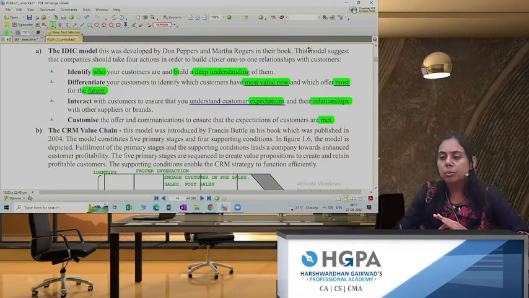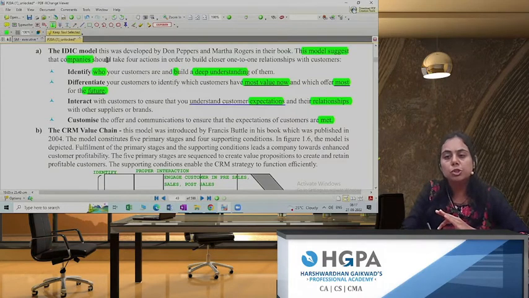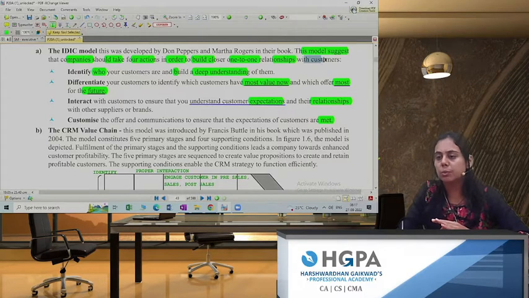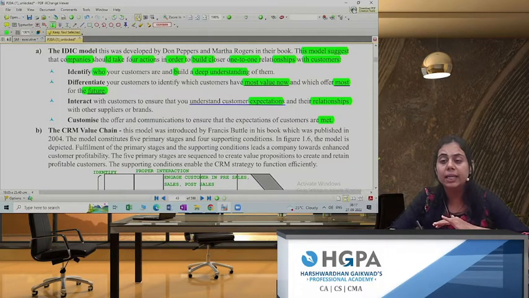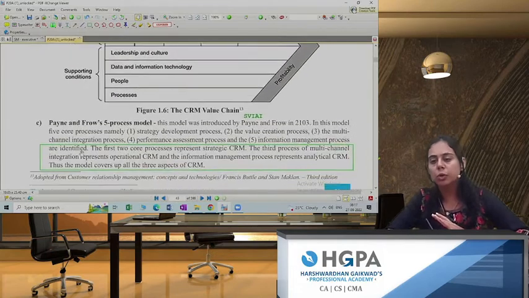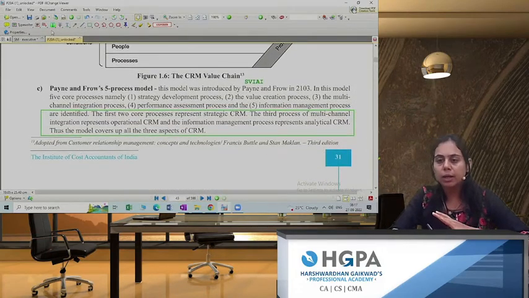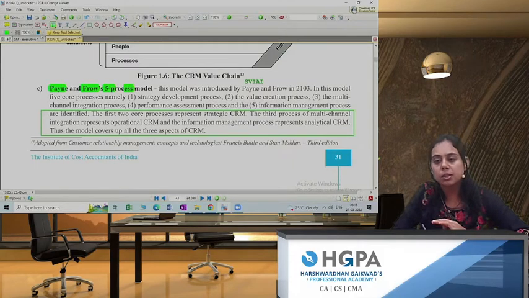Thus, this model suggests that the company should take 4 actions in order to build a closer one-to-one relationship with the customer. According to Don Peppers, to have a deep relationship with the customer, you need to follow a model, which is the IDIC. Okay, first we'll go to the third model and then we'll come back. Now, what is the third model? That is the Payne and Frow 5 process model.